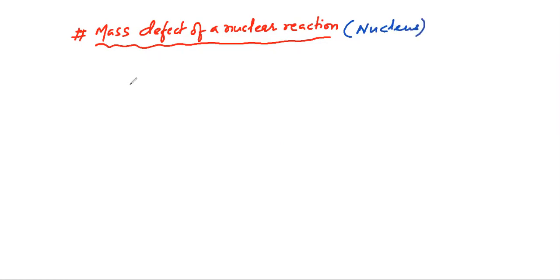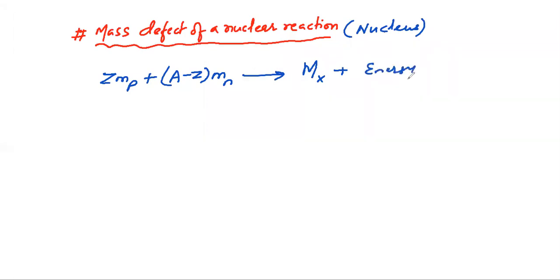So when I'm talking about Z times the mass of proton plus A minus Z times the mass of neutron, it is giving me the nucleus, that is, the mass of X. The nucleus I'm getting, and plus I am getting energy. So this mx that I have written is basically my nucleus here, whose mass number is A and atomic number is Z.